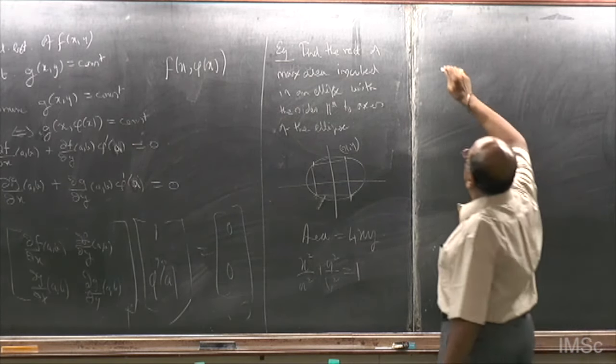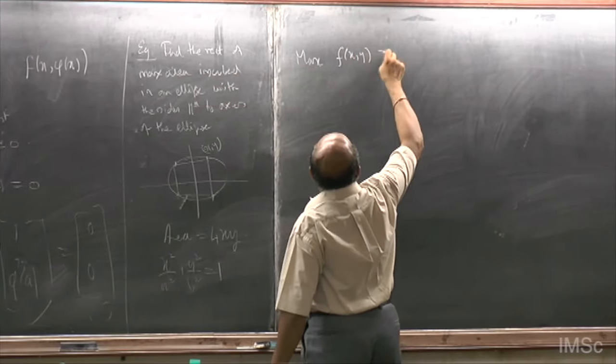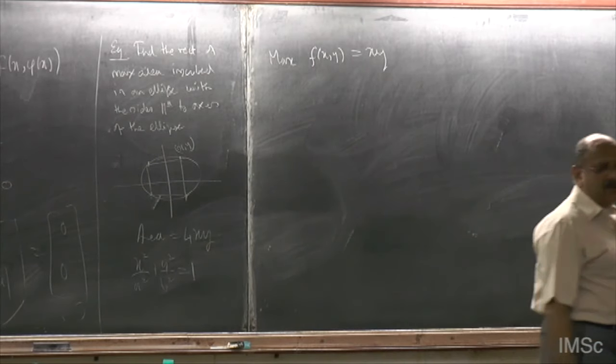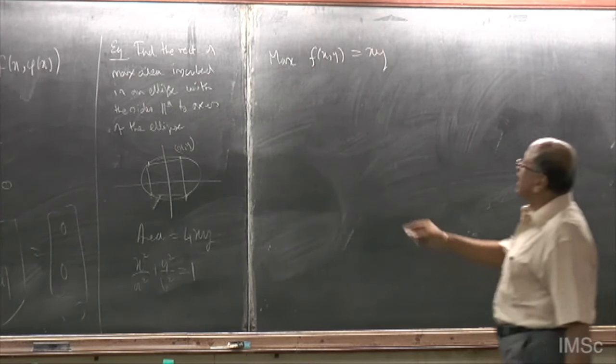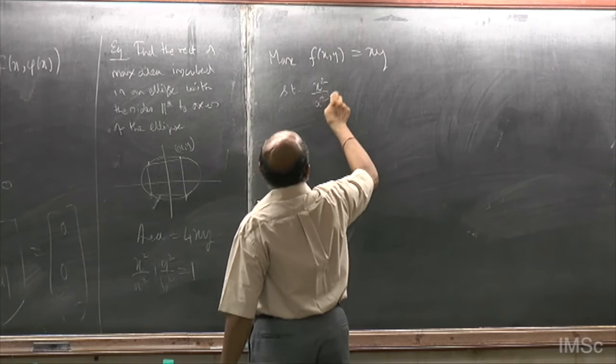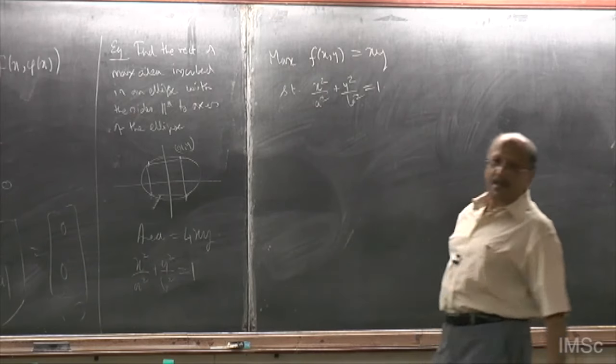So, what is our problem? Maximize f of x y equals x y, because 4 does not matter. If I maximize x y, the 4 is a constant, it does not matter, such that x squared by a squared plus y squared by b squared equals 1.